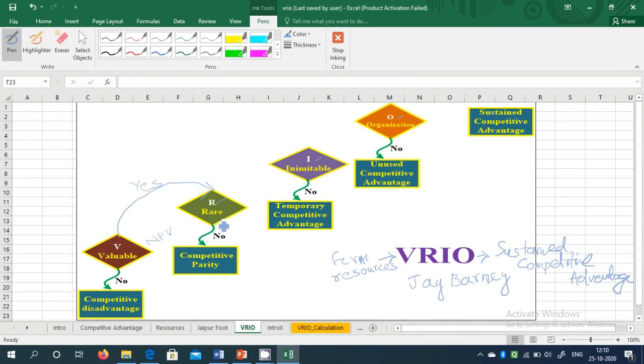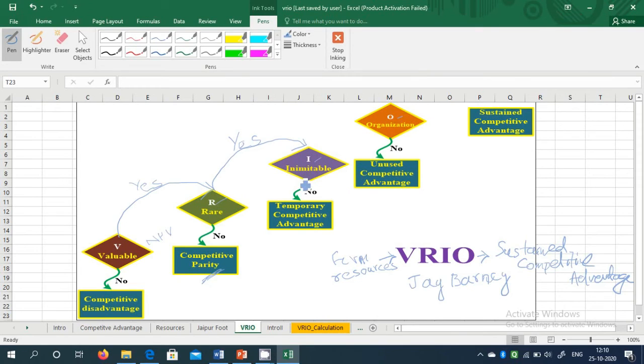And if it is not rare, then we'll say it has competitive parity. If it is a rare one, at that point of time we go for checking the next phase. What is the next phase? Is it inimitable? If you say yes, it is rare, then it goes to the next phase, that is, is it inimitable?